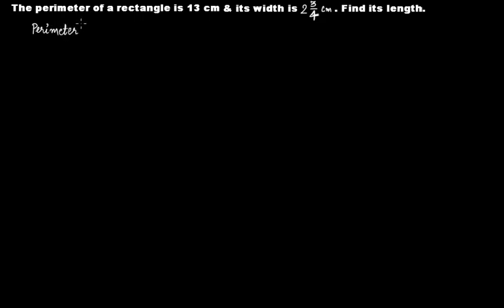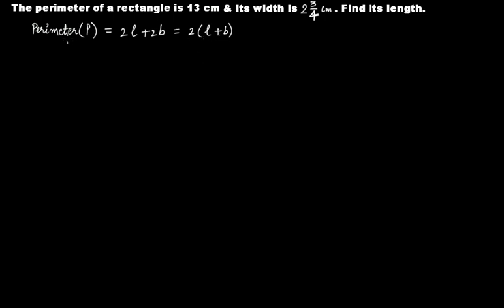if we denote this with P, is equal to 2 times length, that is L, plus 2 times breadth, that is B, or we can write it as 2 times, because 2 is common, so 2 times (length plus breadth). This is distributivity of multiplication over addition. We can write it like this.